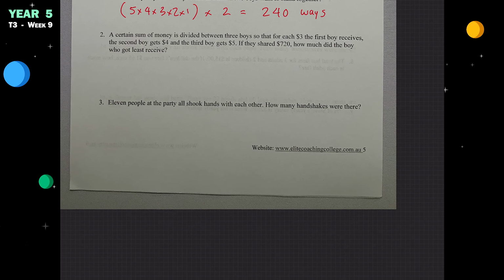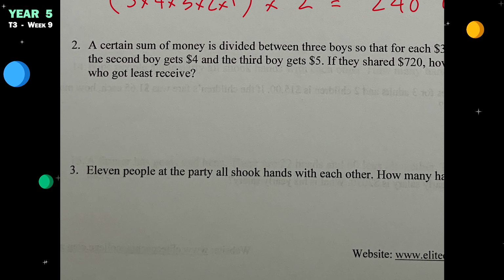Alright, next one. A certain sum of money is divided between 3 boys, so that for each $3 the first boy receives, the second boy gets $4 and the third boy gets $5. If they share $720, how much did the boy who got the least receive? So we got 3 people. Let's pretend their names are A, B, and C for convenience.